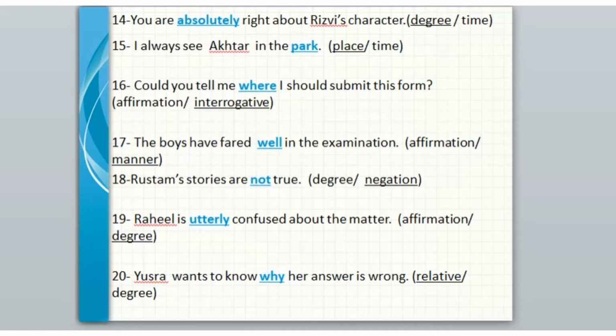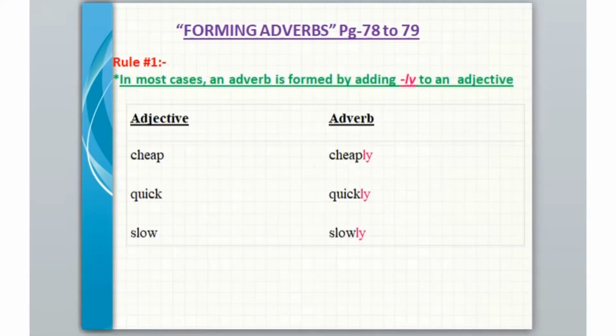Now the next topic we have is on page 78. Okay, students, as we are done with exercise A, the next topic is forming adverbs, on page number 78. How do we form adverbs? All of them are basically adjectives, and all these adjectives we transform into adverbs. How? By adding "ly" to their spellings. That is how we can transform adjectives into adverbs.